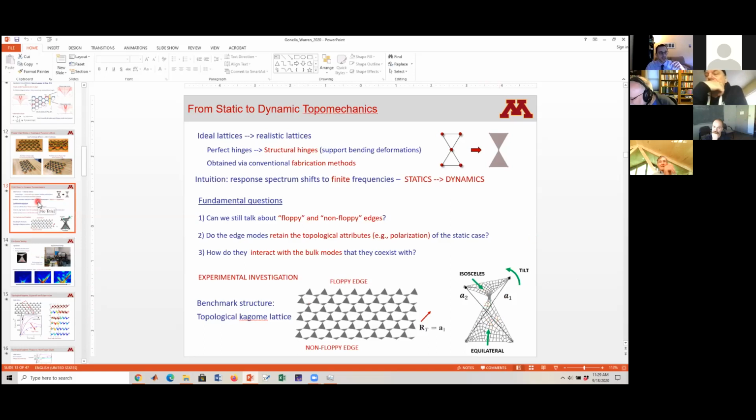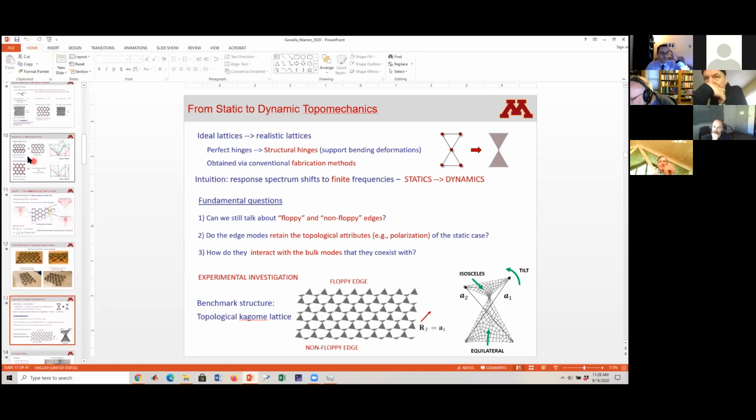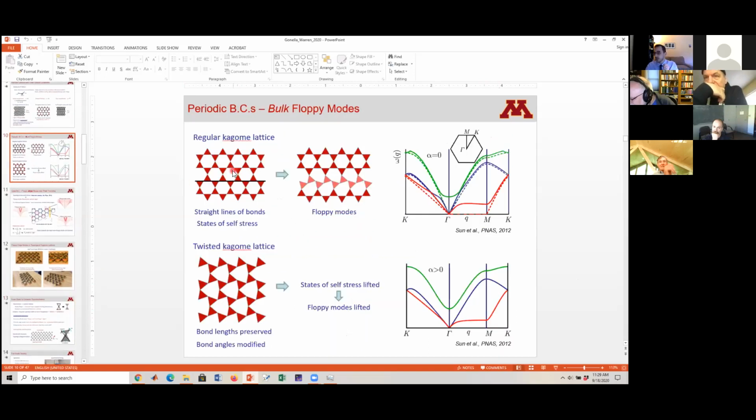So for example, the regular kagome, which is this right here, does not feature that effect. This is a typical example where the bonds are aligned. You would not have it.